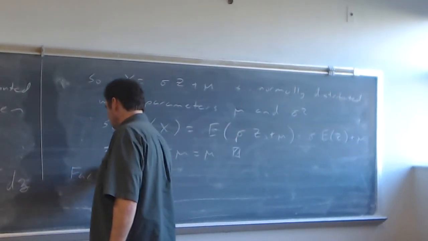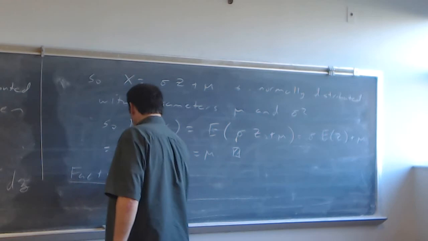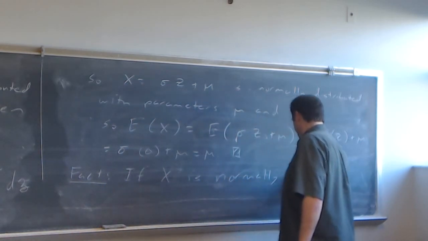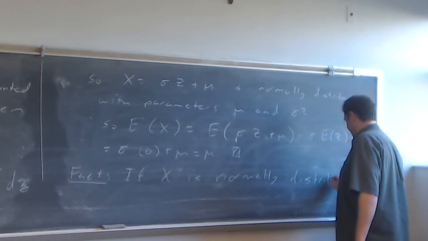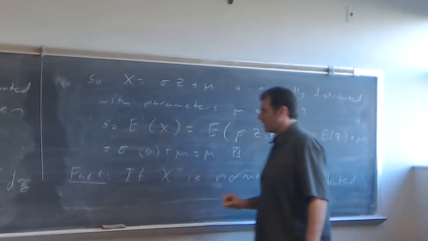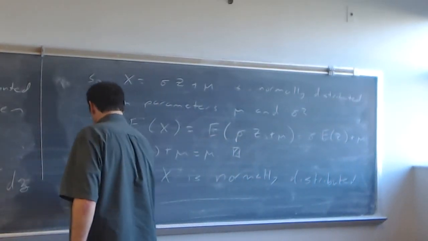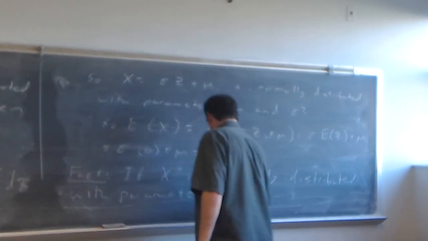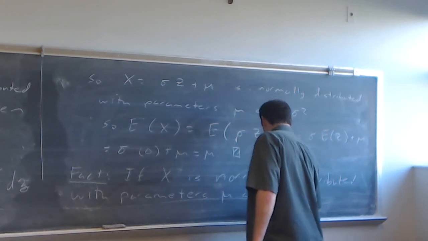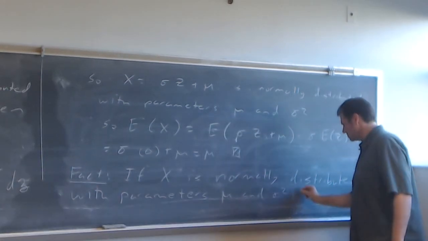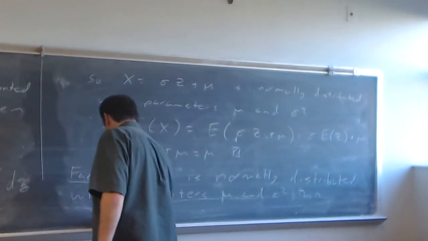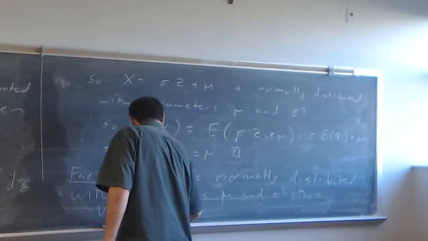Now, as a fact, if x is normally distributed with parameters mu and sigma squared, then the variance of x equals sigma squared.